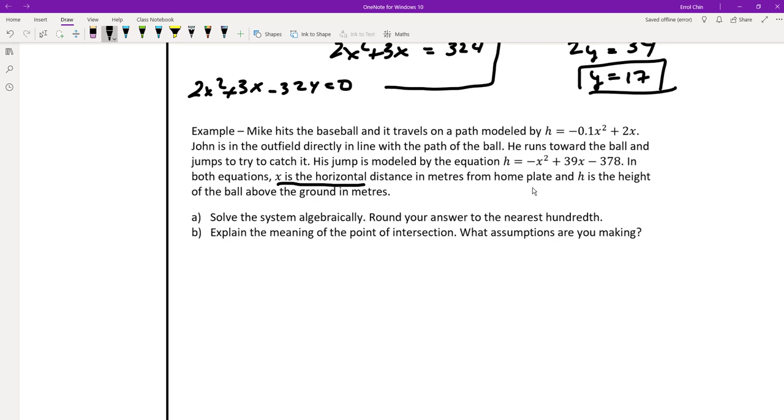And x is the horizontal distance away from home plate, and h is the height of the ball above the ground. So h is the height. Can you solve the system algebraically? Round your answers to the nearest hundredth.